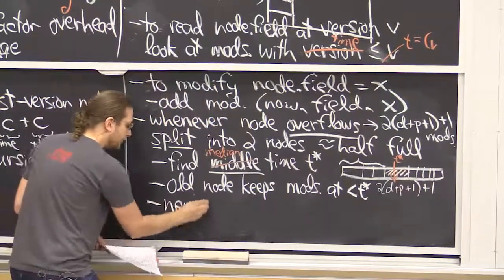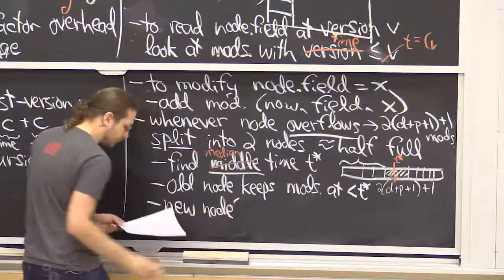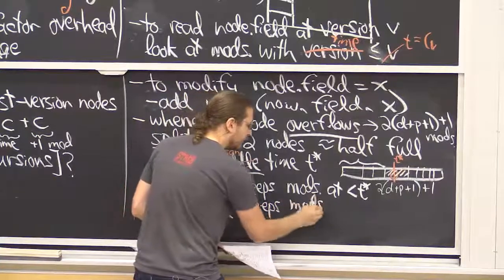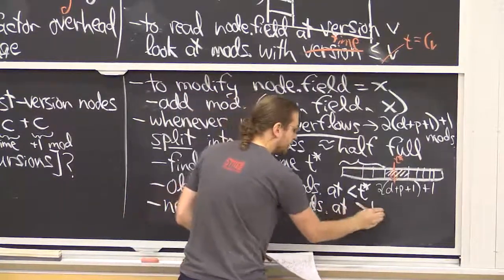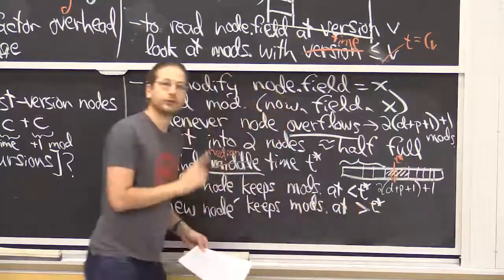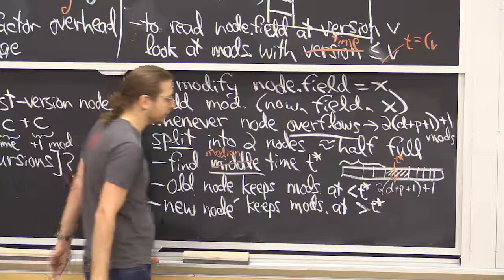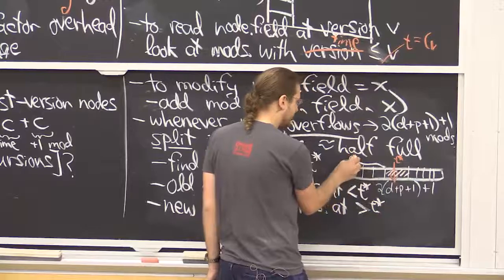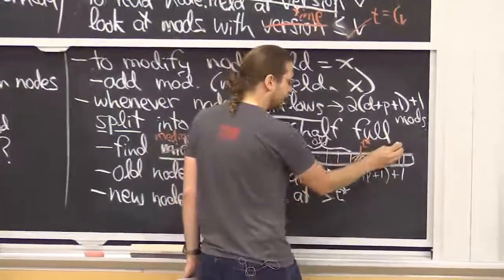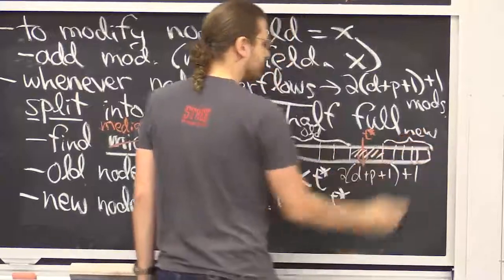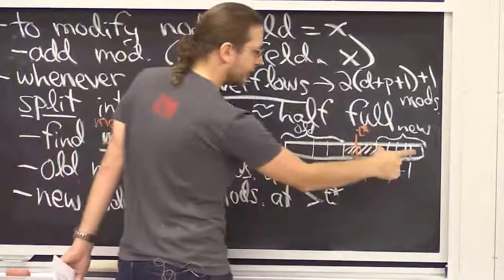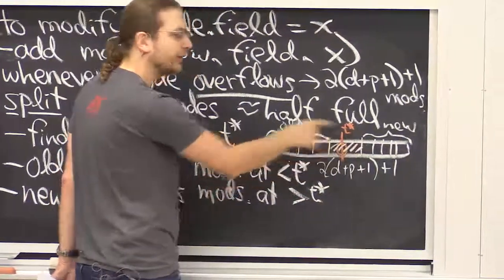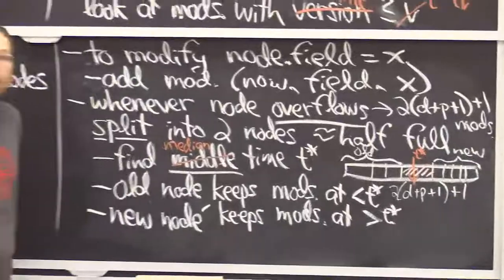And then the new node, which, just like in partial persistence, I'm going to call node prime, is going to keep mods at time greater than t star. Greater than, not equal to. This is key. This is what makes the analysis work. So we have, this is the old, and this is the new. In the new node, we have these mods stored. In the old node, we have these mods stored. What about the mods at time t star? I'm going to throw them away.